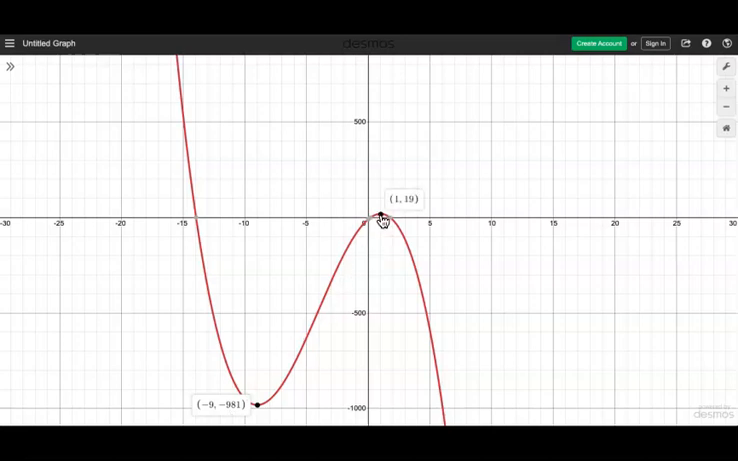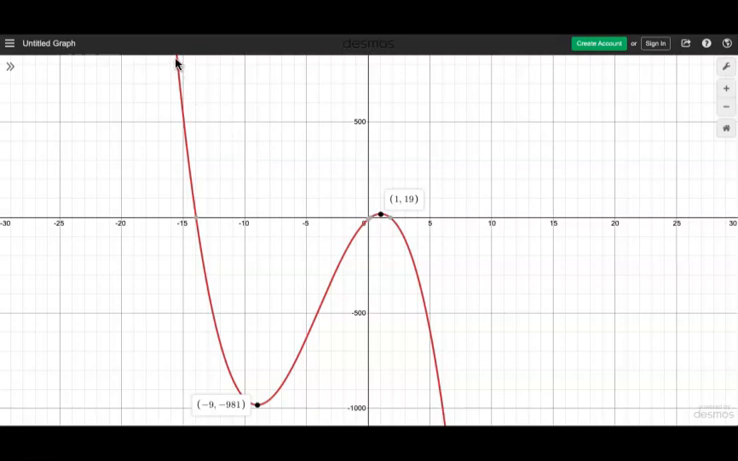If we click here at our peak there, this is telling us the point (1, 19). So this is telling us that we have a local maximum of 19 at x equals 1. Once we've found those values, we can now use that to describe our intervals of increasing and decreasing.